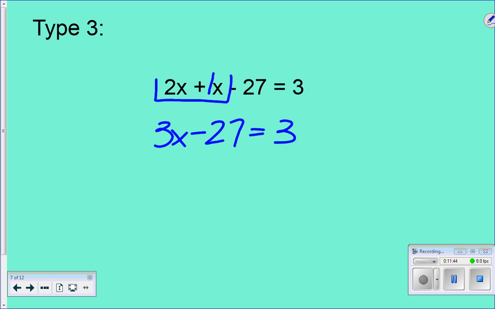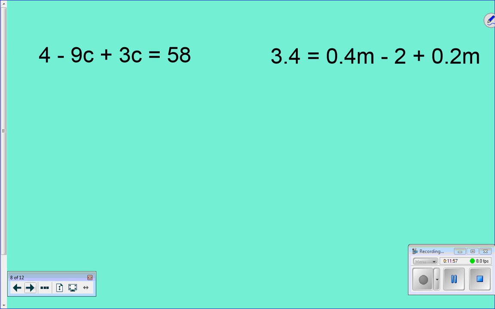Okay? Now to solve this, I'm going to add 27 to both sides. I'm going to divide by 3. Guess what my answer is? 10. Show me the work, though. You don't get to do that in your homework. So, all right, so let's try another one of those. Here's one of these right here. Put this one in your notebook.